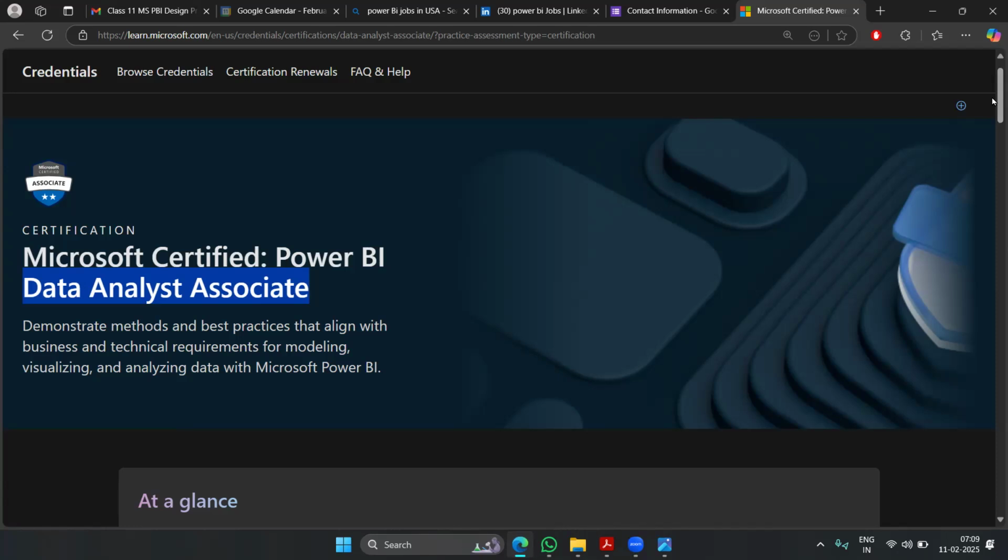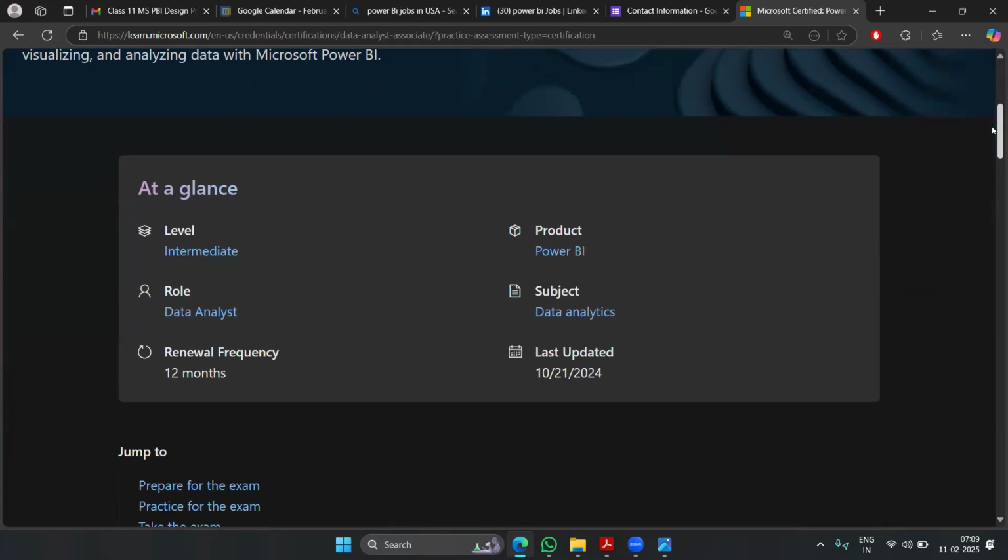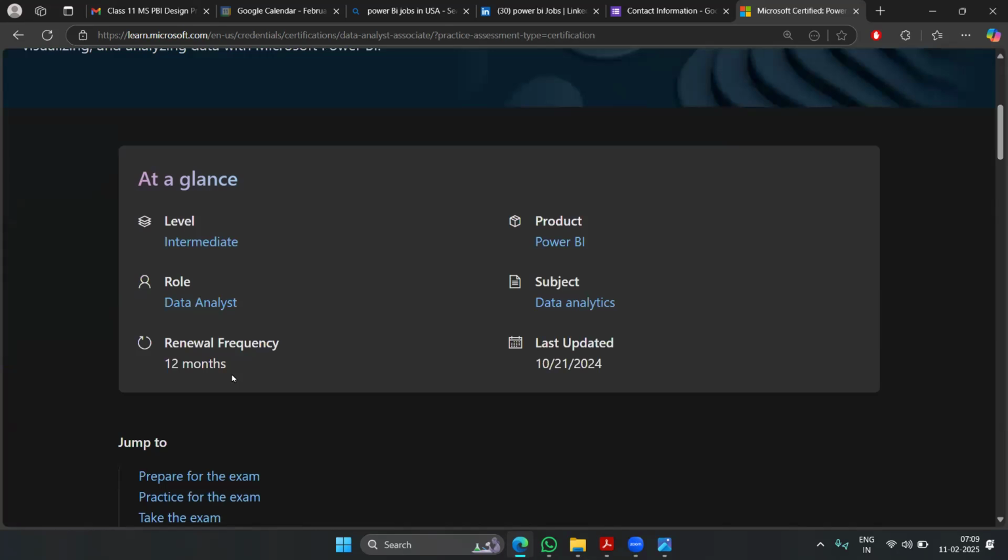The certification has a validity of 1 year, 12 months, and the renewal is also free of cost. Microsoft wants to make sure that their certified people are well aware of their topics. So every 12 months they put a small test again, and we just need to clear it so that our certificate is renewed.